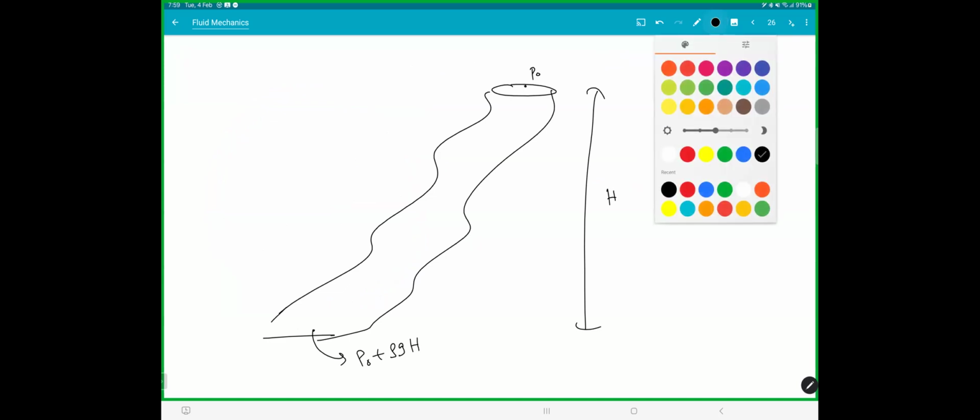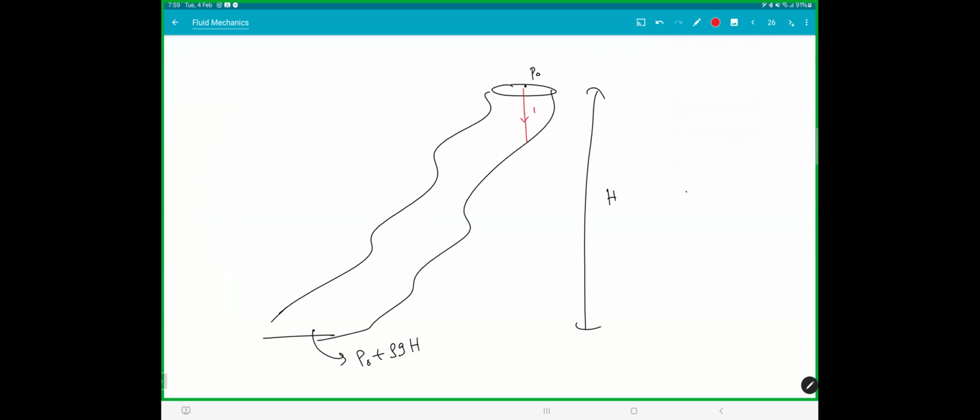Listen. Let's say from here to here, if I go down H1, what is the pressure? P naught plus rho GH1. If I travel horizontally, pressure will not change. Then if I go down again, pressure will change by rho GH2. If I go horizontally, pressure won't change. If I go down again, pressure will change by rho GH3, rho GH4. So the total pressure will be H1 plus H2 plus H3 plus H4, which is H.